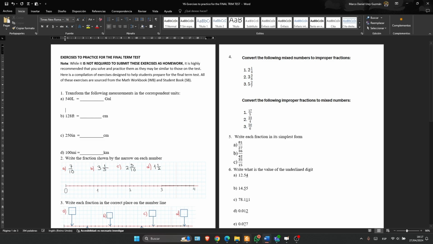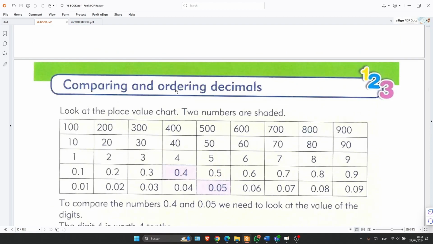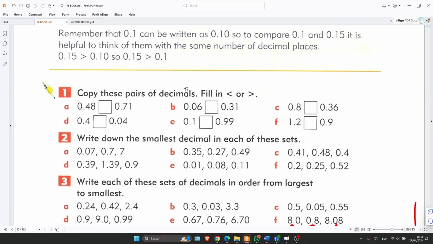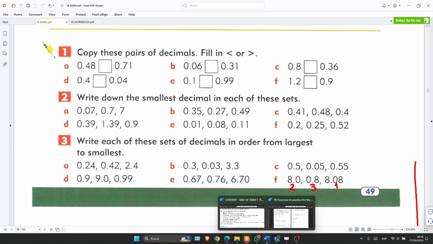Another thing I would like to point out, this topic where we have comparing and ordering decimals, it's a topic that most of the class didn't have any problems with. It's a topic that I consider not necessary for this video, but if you want to make sure, you can go to your student book, page 49, or if you don't have your student book, you can pause the video and try to solve these exercises where you have to compare and order these decimal numbers. So we can start with the video.